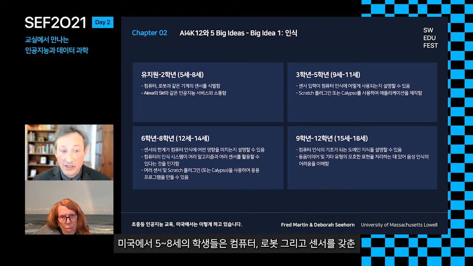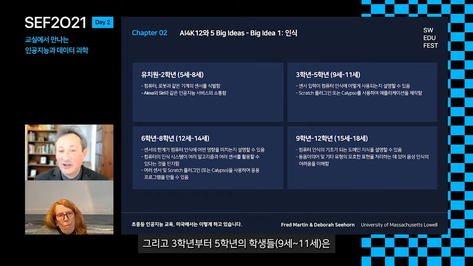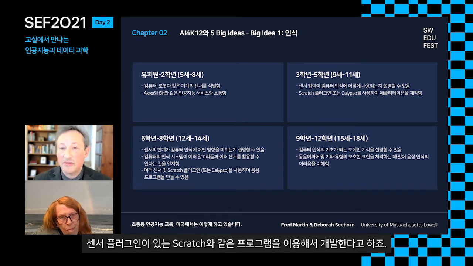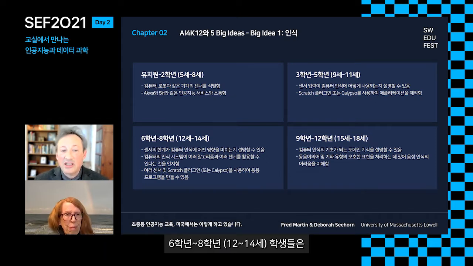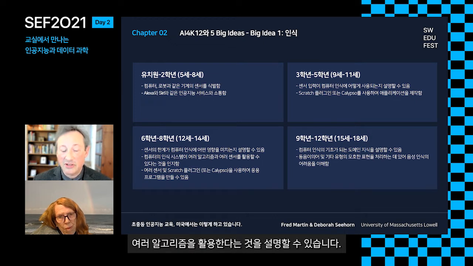So for instance, in grades K through 2, which in the United States is ages 5 to 8 years old, students should be able to identify sensors on computers, robots, and many appliances now have sensors on them. At grades 3 to 5, students could build an application that uses perception. For example, with the Scratch programming environment, and there are plugins that receive sensor input. At grades 6 to 8, students could explain that perception systems combine information from multiple sensors and use multiple algorithms to do so.